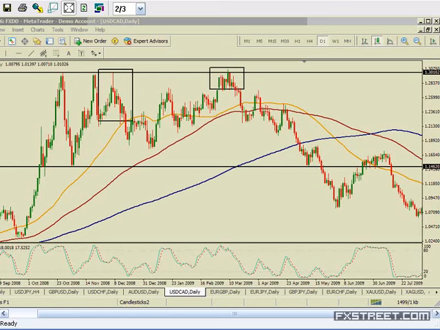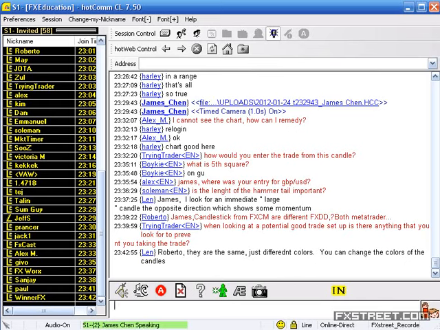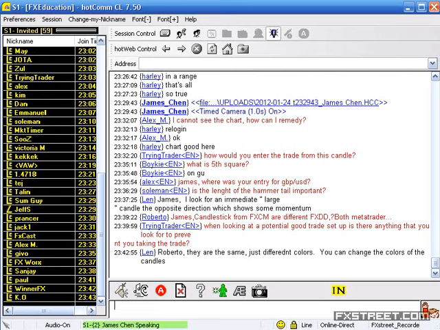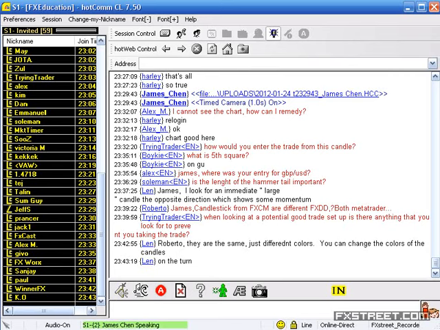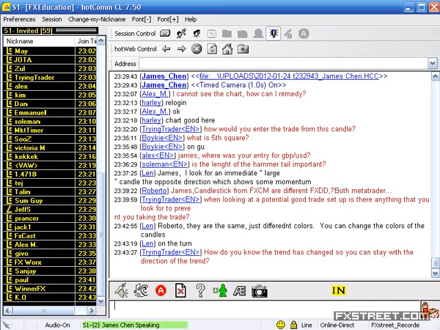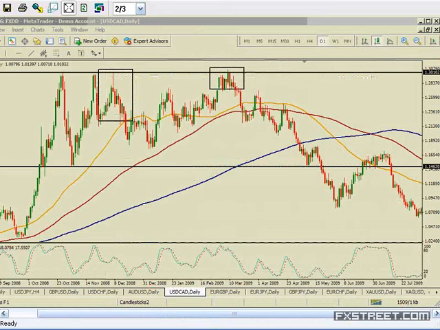James Len asks, I look for an immediate large candle in the opposite direction which shows some momentum. I think if you're talking about an engulfing pattern, that may work. Yeah, absolutely, I agree. James, candlesticks from FXCM are different from FXDD, both MetaTrader. Okay, that's a good question as well, Roberto. Why are the candlesticks different? Well, it depends. If it's on a daily chart, they might be different simply because we may have different opening and closing times.